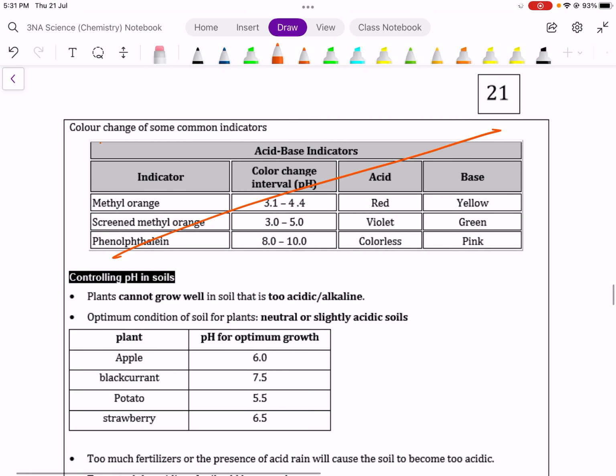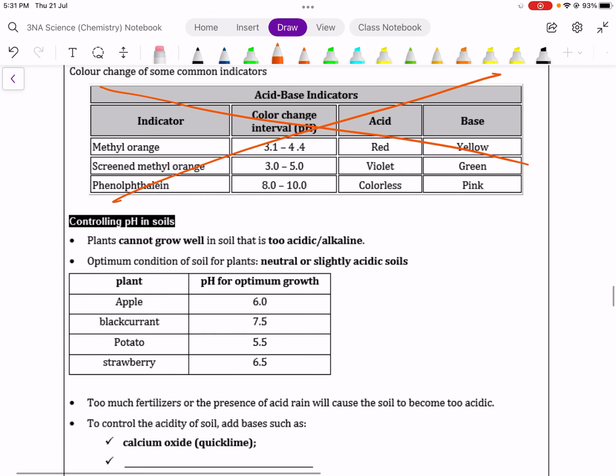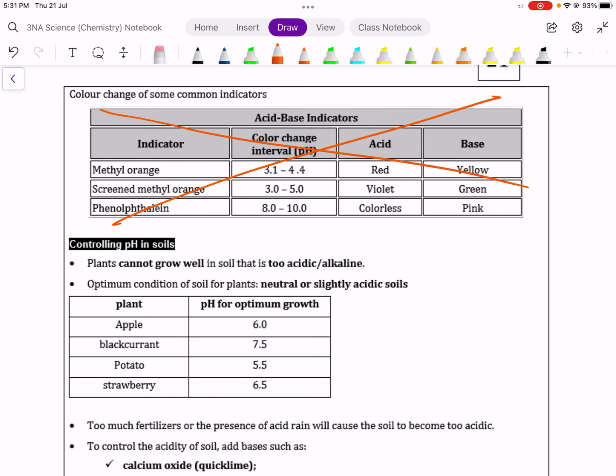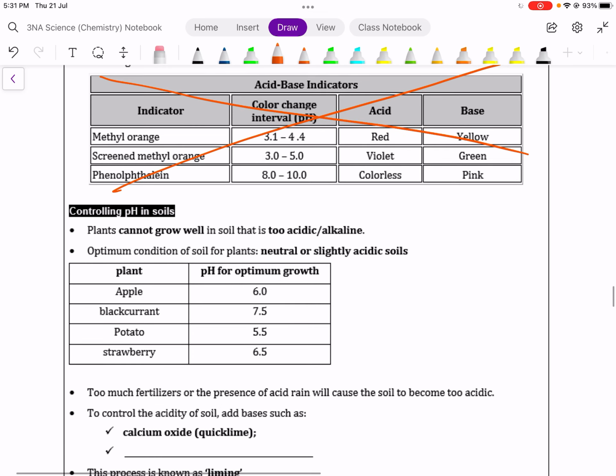So this one actually you can cancel, not so important. If you want to read it out also can. This one you can just maybe gently cancel using pencil. I will not talk about it.